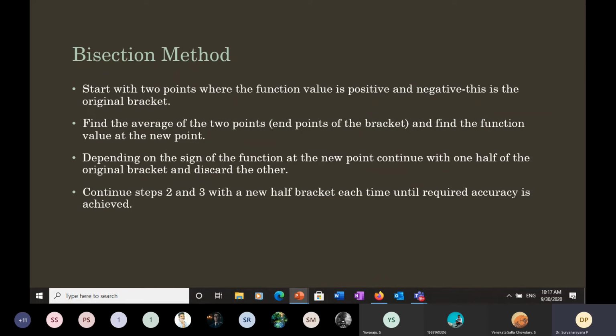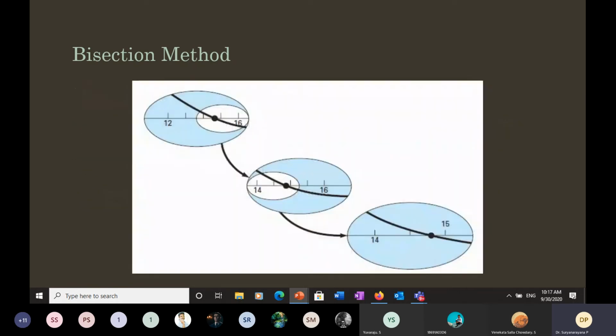Okay, where you draw the boundary between the two parts of the bracket that you're making. So for bisection, I have explained this, that we go here, 12 to 16 is the bracket, and then 15 is the center point, and you here see that 12, now there are two brackets.